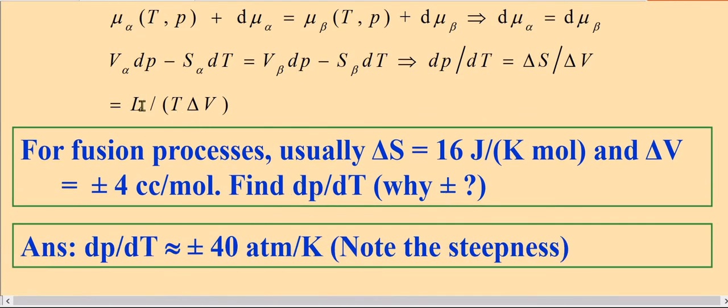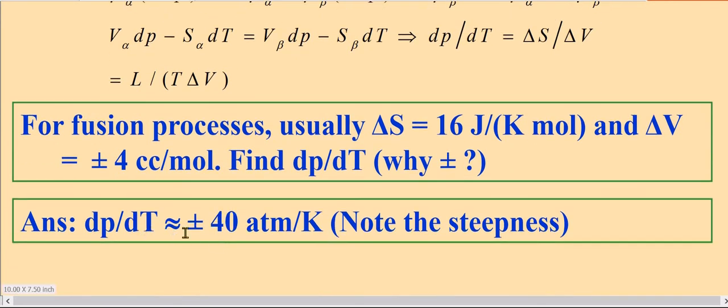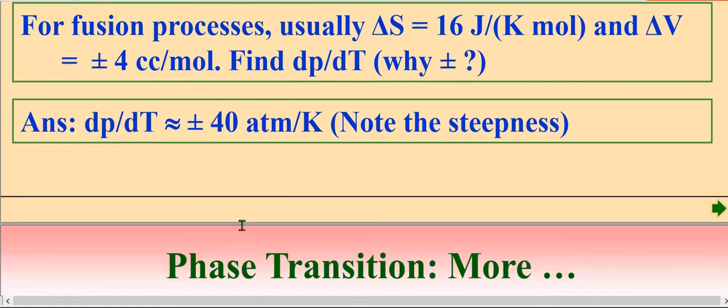So this answer is very simple. This is L by T delta V. So you find that this slope turns out to be about plus or minus 40 atmosphere per Kelvin. So it is very steep. So if you see a phase diagram, you see that the solid-liquid line is very steep. It's almost perpendicular. There is a slight tilt to the left or to the right, depending on whether the sign is positive or negative. So for water, you see an exception. So that's it.